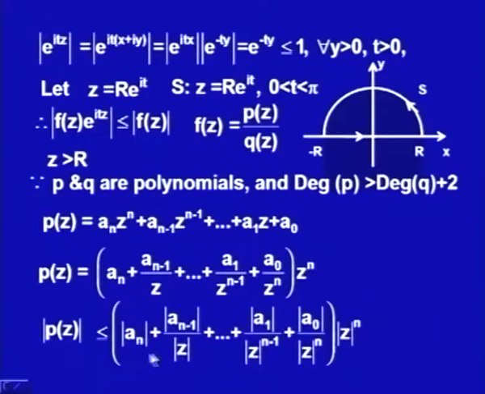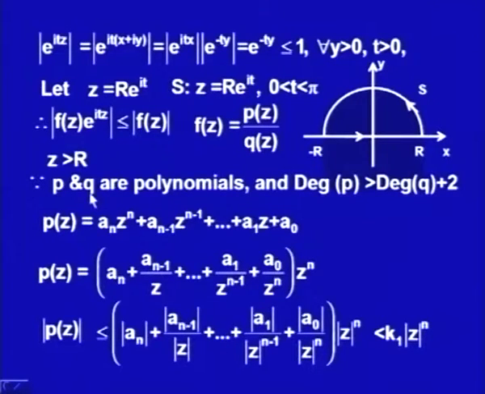So, this would be bounded by some constant, let us say k 1, times mod z to the power n.